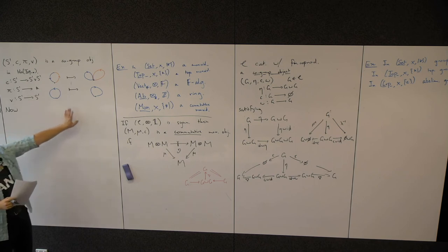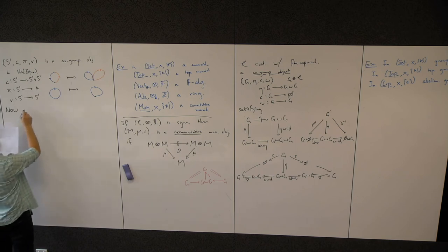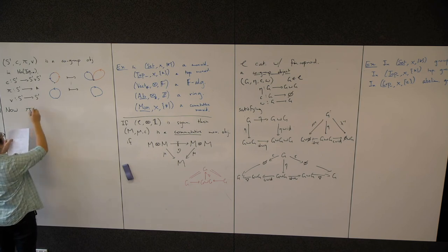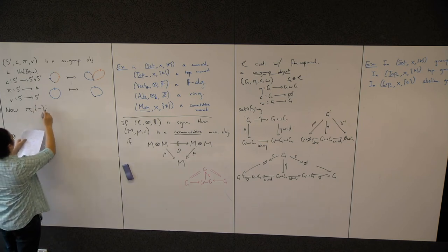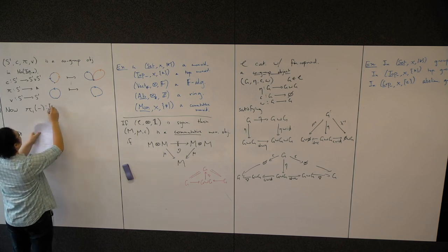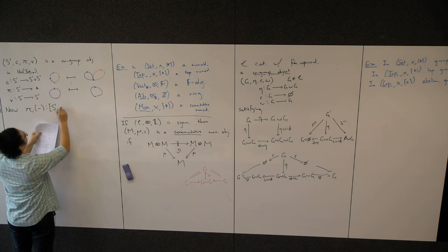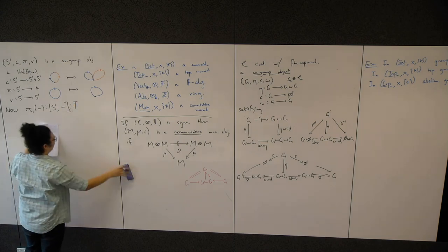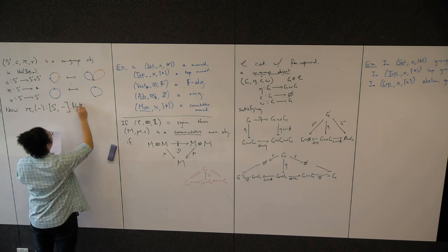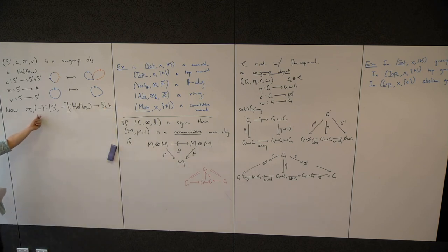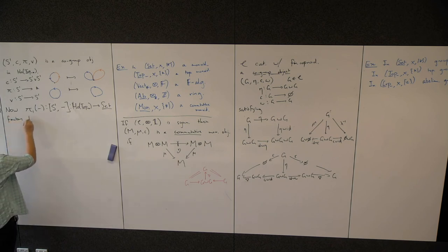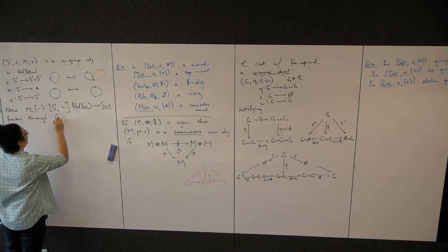Now, the fact that this is a cogroup object tells us something. We have this representable functor, which I'm going to suggestively call pi 1, which is a representable functor for S1 in the homotopy category of spaces. It takes a space to homotopy classes of maps from S1 into that space, which is a set. This functor factors through the category of groups.